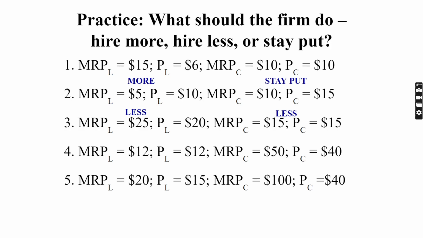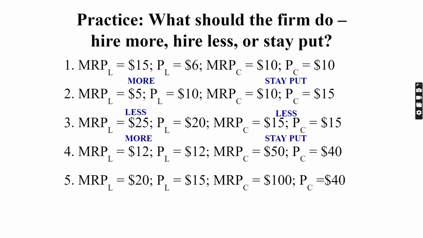Number 3, you're going to do MRP over MRC, or price. Remember, they're equal, and that would be 25 divided by 20. That means that 1.25 is greater than 1. That means this firm should definitely hire more labor because the marginal revenue product per dollar, or the marginal product per dollar, is greater than 1. However, over on the other side, 15 over 15 is 1, so the firm has plenty of capital. They don't need to hire any more. They're maximizing profit at the current quantity.